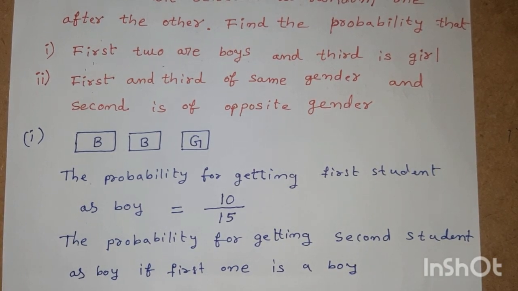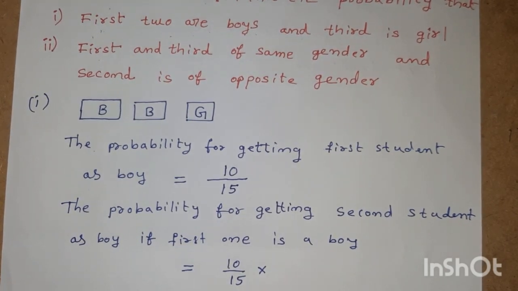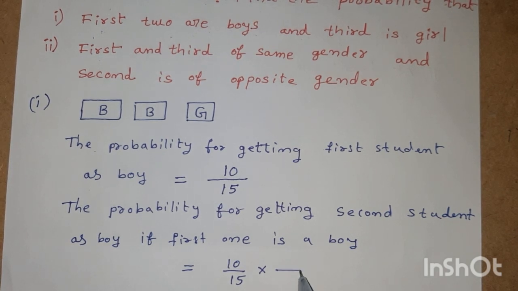First one is a boy, therefore the probability is 10 by 15. Among these 15 students, we have already selected one candidate. There are 10 possible ways to select that one candidate. Since we have selected one candidate, there are 14 remaining students.